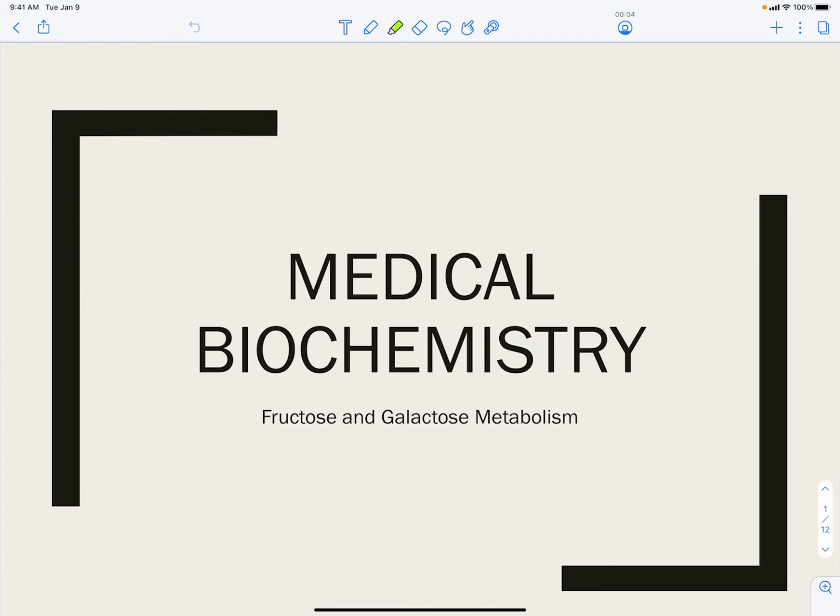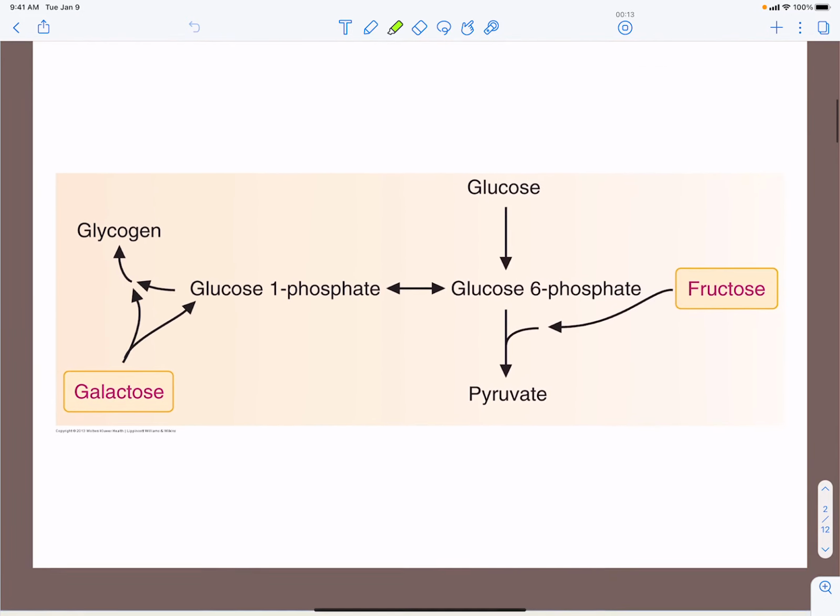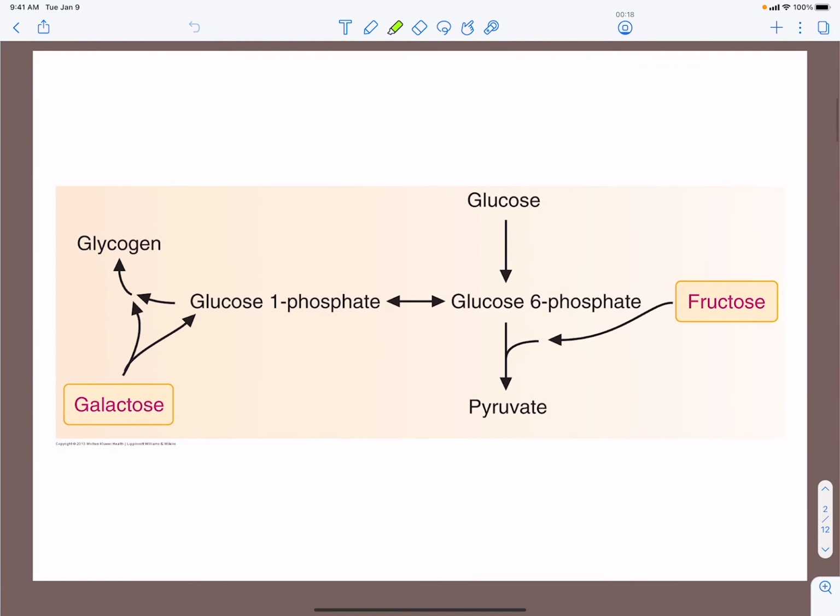All right, so here we're going to talk about the metabolism of fructose and galactose. These are the other two monosaccharides that your body can absorb from your diet, sugars. So in general, you have three monosaccharides that your body can absorb from your food. You have glucose, fructose, and galactose.